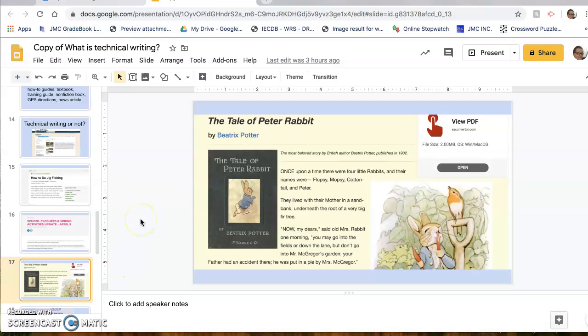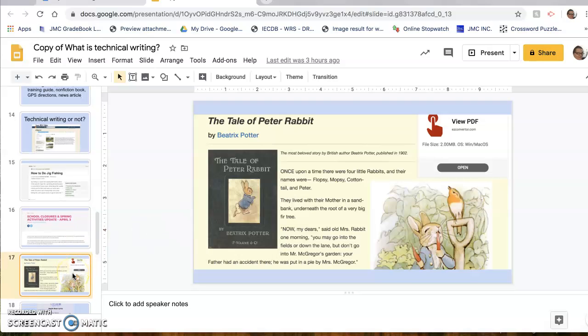The Tale of Peter Rabbit, classic children's story by Beatrix Potter. Would this be considered technical writing? The answer to this one is no. It is written for a specific audience, but it is not based on facts. It's a story that was made up by Beatrix Potter, and that does not make it a bad story. It's actually a very nice story, but it's considered fiction, so it's not technical writing.